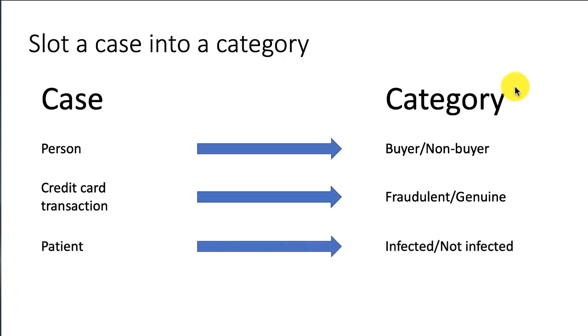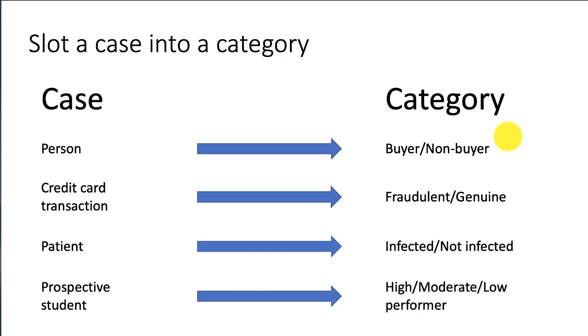Or you may have a patient and you may want to categorize the patient as either infected with a particular disease or not infected with a particular disease. You may do that, for example, by performing a certain kind of test. Or you may have a prospective student in the context of a university, and you may want to categorize that student as a high, moderate, or a low performing student. So this is before admitting the student, you want to make a prediction as to how the student is likely to perform if we admit the student to our university.